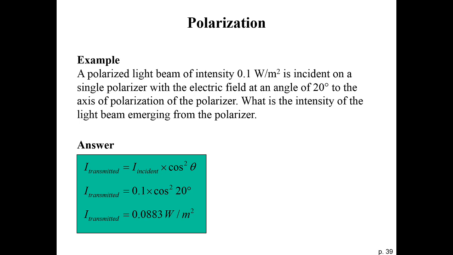If this was a case with two polarizers, then remember the first polarizer would block half the light, and then the second polarizer would block the cosine squared theta of that light that makes it through the first polarizer, so then it would be 1/2 times the cosine squared theta. But in this case, we start with the polarized light already, so we don't have to worry about that.